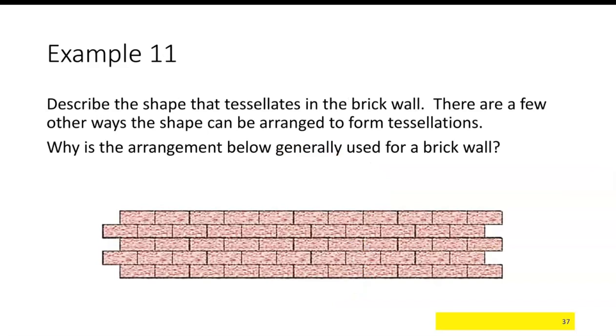And I'll leave this for you, but describe the shape that tessellates the brick wall. You might notice that our shape were basically rectangles. There are a few other ways the shape can be arranged to form tessellations. In terms of why this arrangement is generally used for a brick wall, that's basically just for support.